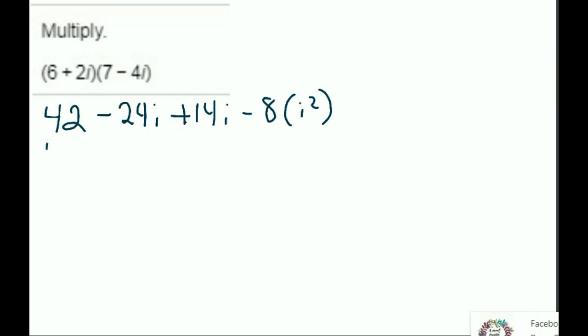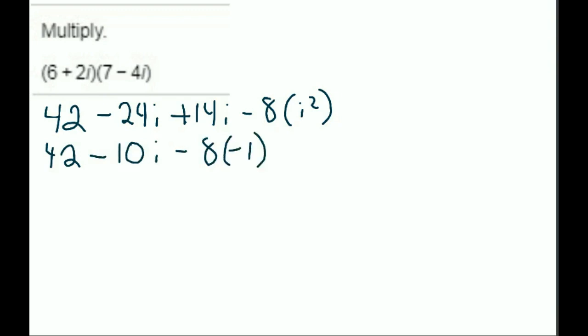So here we go. We bring down the 42, combine -24i and 14i, and we get -10i. And one thing that I like to do is I always include this step right here where I am dealing with this i squared. It's a little bit extra writing, but sometimes it helps to make sure that we keep these things straight. So we're going to continue on here, bringing down the 42. We still got the -10i. Then we deal with this -8 times -1 part. That turns that into +8.